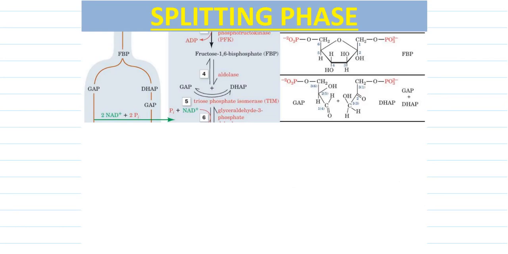After that, this fructose 1,6-bisphosphate is equally split into 3-carbon compounds, glyceraldehyde 3-phosphate and dihydroxyacetone phosphate, with the help of the enzyme fructose 1,6-bisphosphate aldolase. These two compounds try to maintain equilibrium, so they are interconvertible, and this interconversion is carried out by the enzyme triose phosphate isomerase. Now we are starting with the energy generation phase of glycolysis.